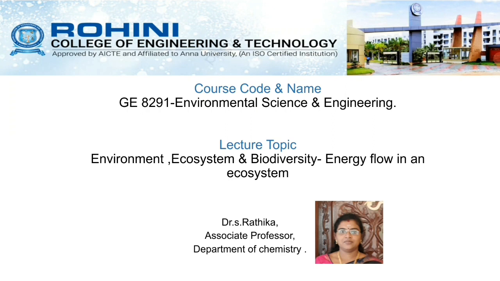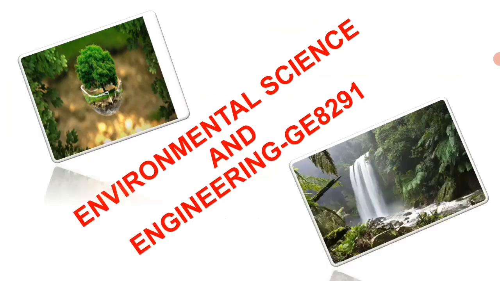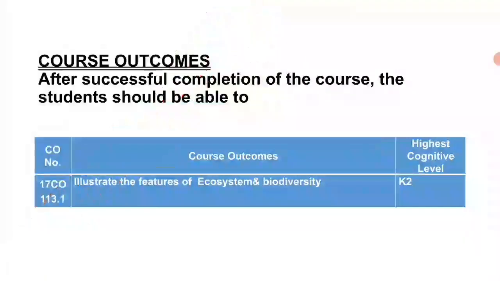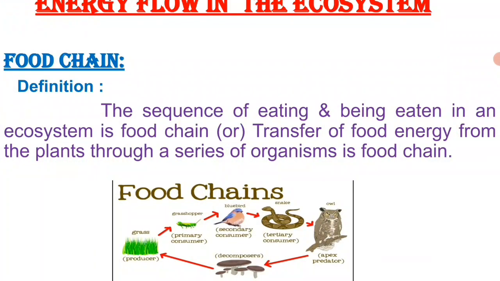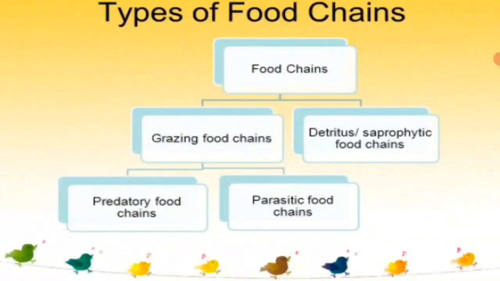In this video, we discuss ecological succession. In the previous video, we discussed energy flow in an ecosystem, that is, how energy is transferred from one organism to another. We discussed what is meant by food chain, food web, and food pyramid, and we discussed the examples. Okay, now we discuss ecological succession.